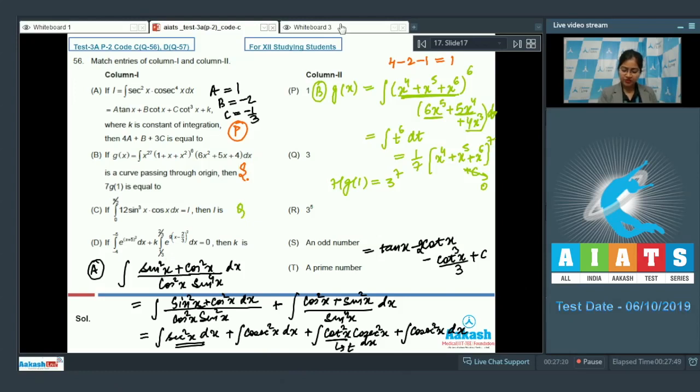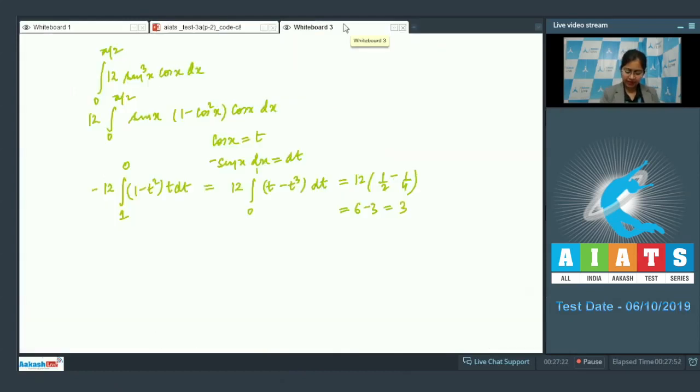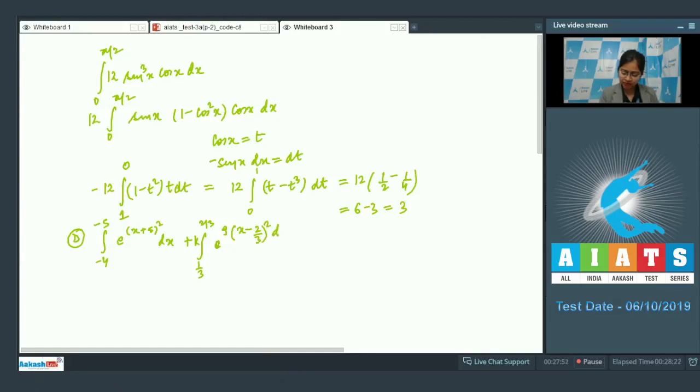Now next is option D, which says the integral from minus 4 to minus 5 of e raised to the power (x plus 5) whole square into dx, plus the integral, k times, from 1 by 3 to 2 by 3 of e raised to the power 9 times (x minus 2 by 3) whole square into dx is equal to 0. So we have to find the value of k.